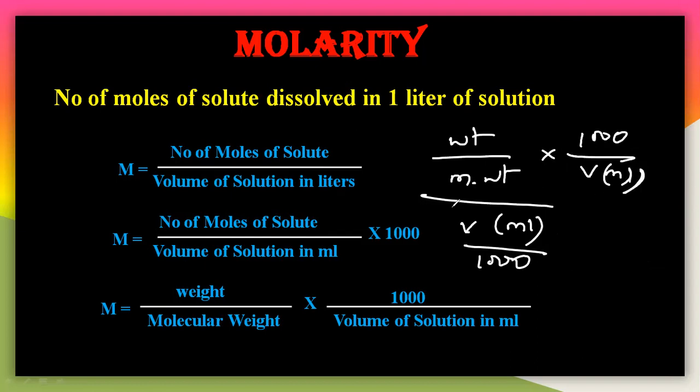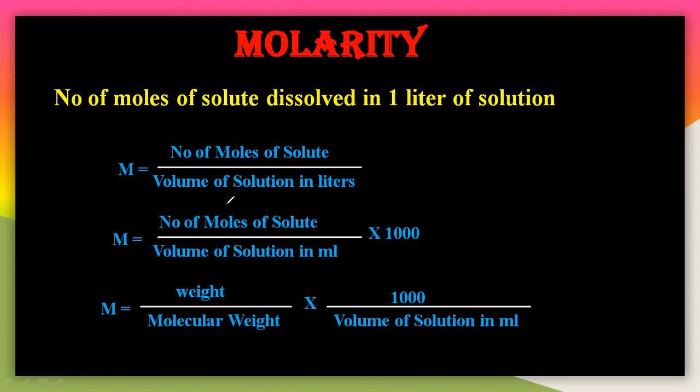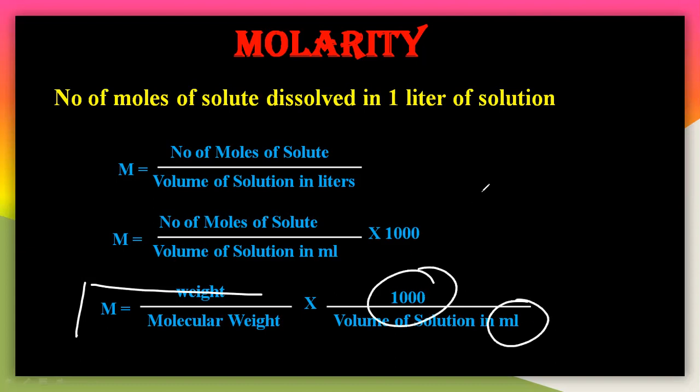So you will get finally the equation. This is the particular equation to calculate the molarity of a solution. The molarity is equal to weight by molecular weight into 1000 by volume of solution in ml. If the volume is directly given in liters, then remember, don't use any 1000 here. We use 1000 only if it is in ml.